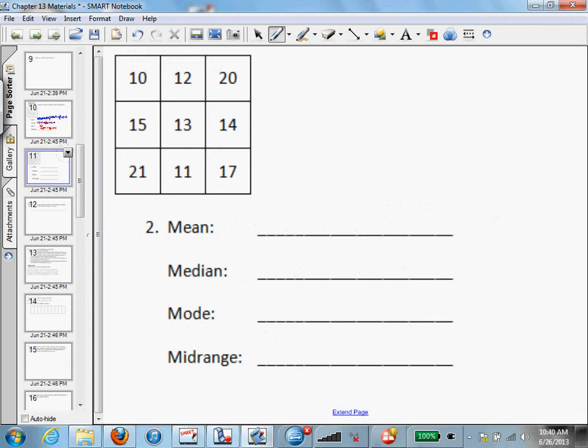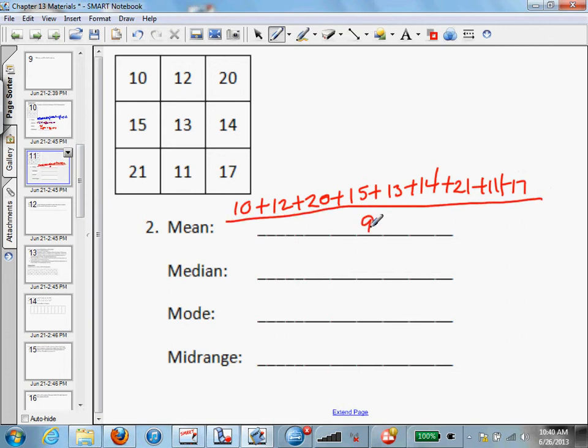Looking at the next problem, to find the mean, we want to add, again, all these pieces together. So we have 10 plus 12 plus 20 plus 15 plus 13 plus 14 plus 21 plus 11 plus 17. And we want to divide all that by 9 because that's how many pieces there are. And when you do that, you get 133 divided by 9. And when you reduce that fraction to decimal, you get 14.8. So 14.8 is the mean.